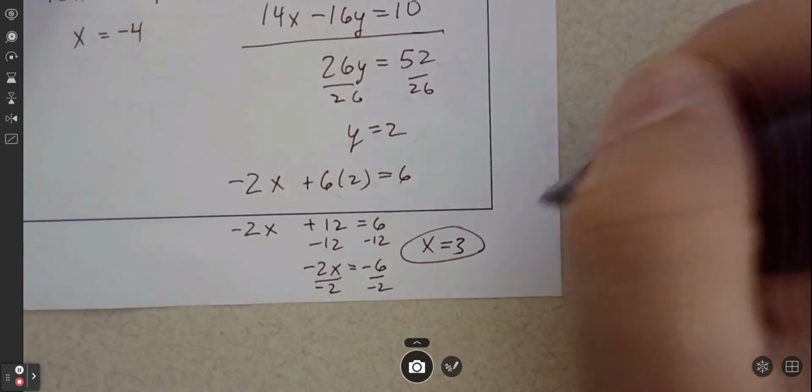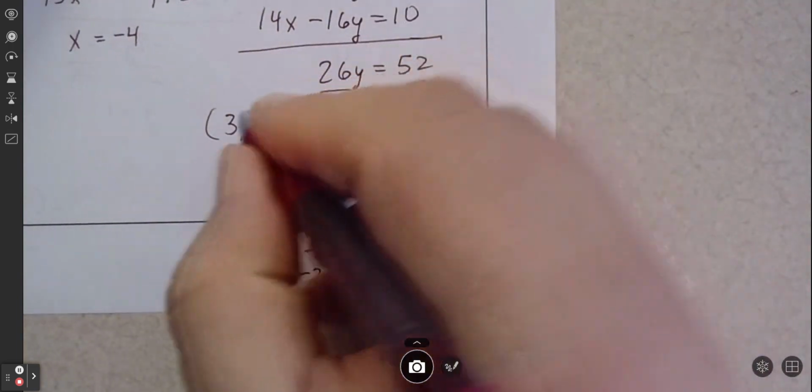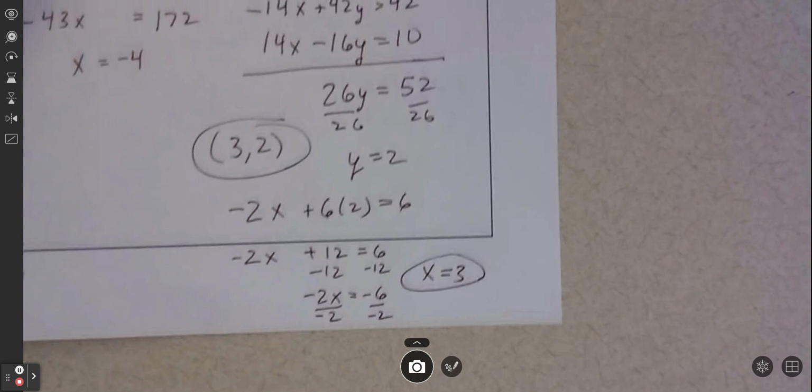If you leave it just like this, you would lose points. So we have to make sure we put it in the ordered pair. There's my solution.